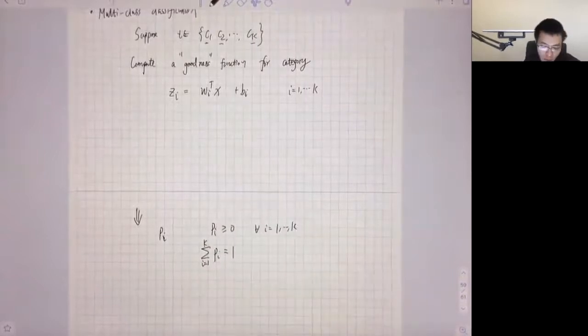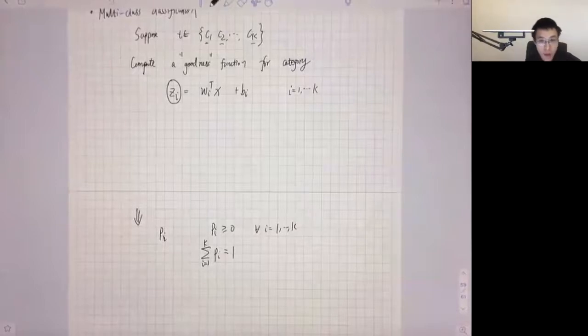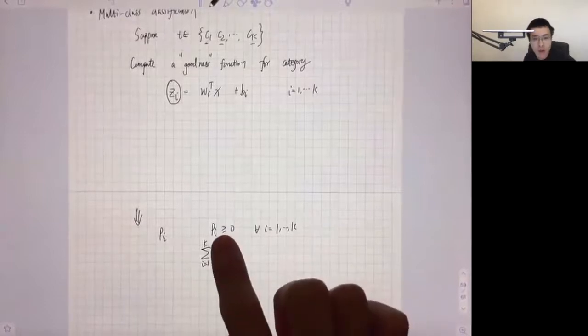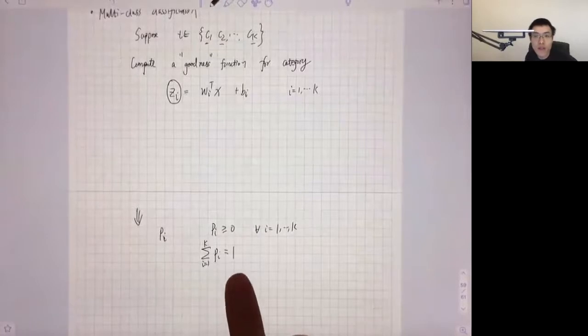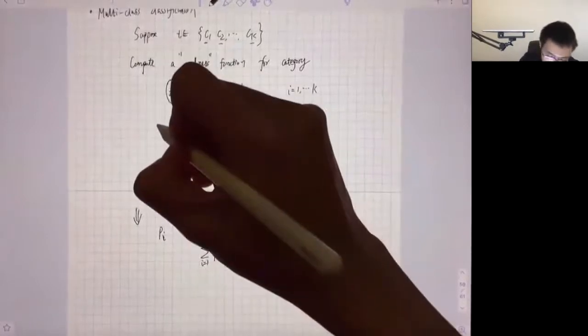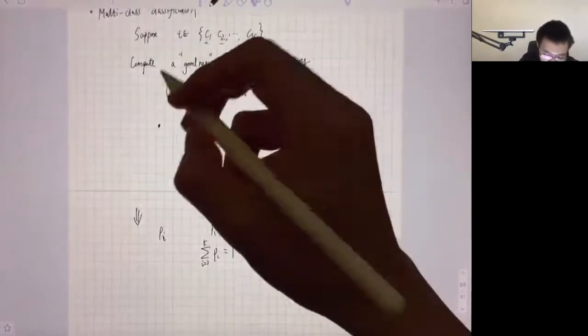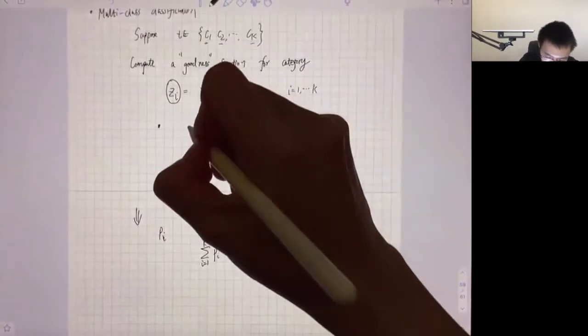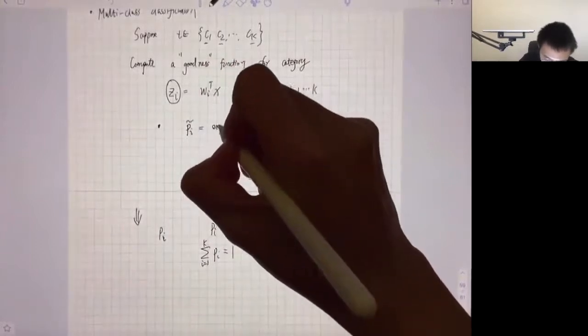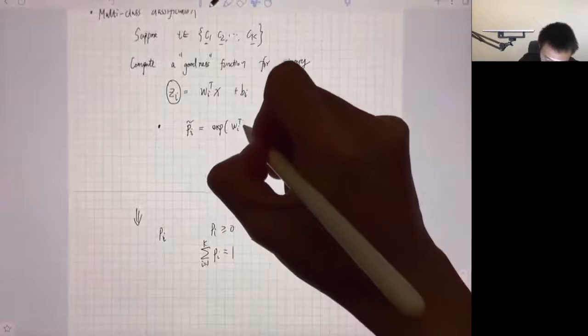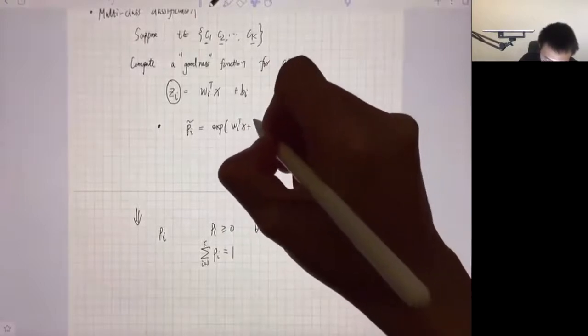Then how can I get a probability from a real number goodness? The trick is you take the exponential, then it's all positive. Then you normalize it, then it sums to 1. So this is the trick, a 2-step process. First, I compute Pi tilde as the exponential of Wi transpose X plus Bi.